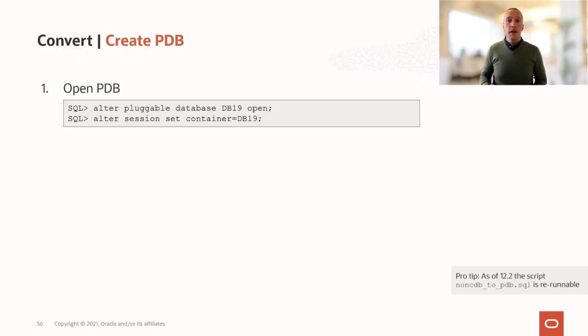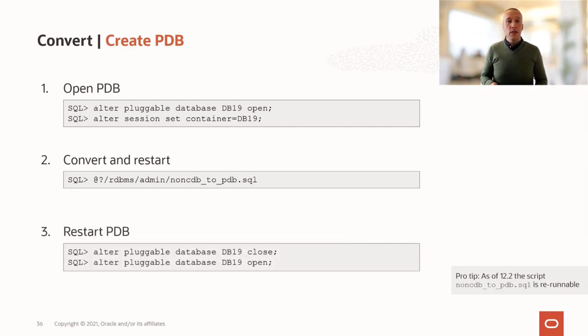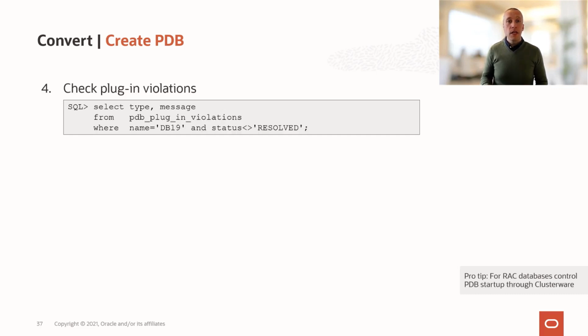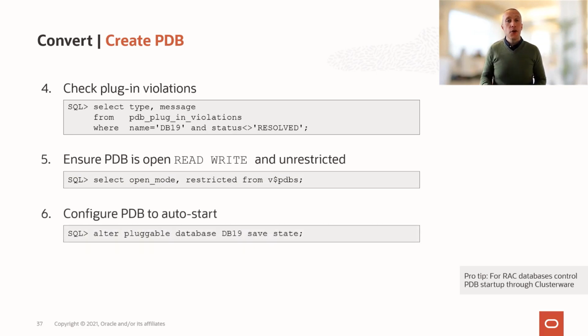First, I open my PDB and then I switch into it. Next, I use the non-CDB to PDB script to complete the migration. Now I'm transforming my non-CDB database into a proper PDB. And when that completes, I have to restart my pluggable database. After that, I can query PDB plugin violations to determine if there are any issues that I have to attend to. Next, I'll ensure that the database is in fact opened in read-write mode and unrestricted. And finally, I can ensure that my PDB starts up together with the container database if it restarts by saving the state of my PDB.